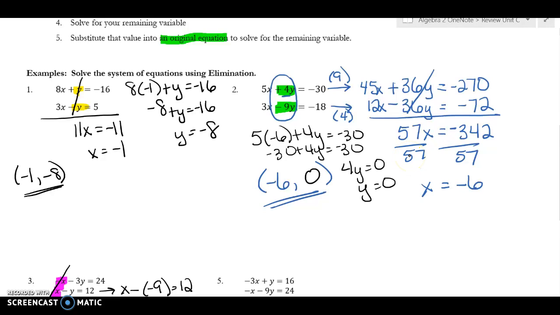All right? And again, if you decided that you wanted to get your x's the same, it would have been the same answer. You would have just gotten the 0 first, and then you would have to plug that in and got the negative 6 the second time.